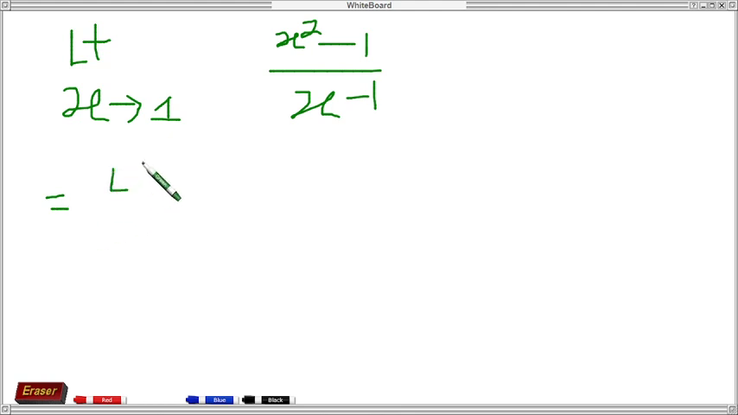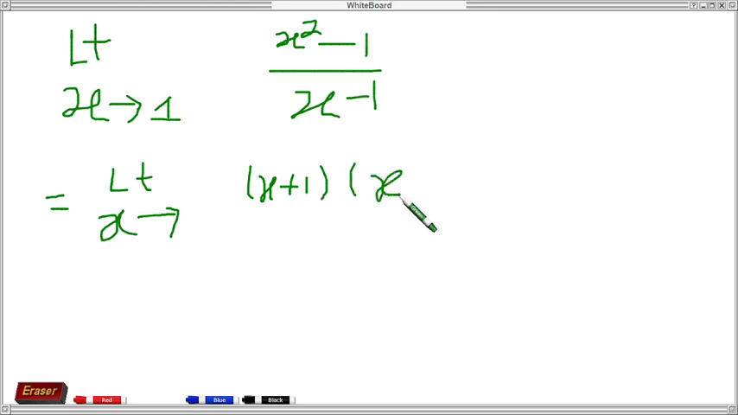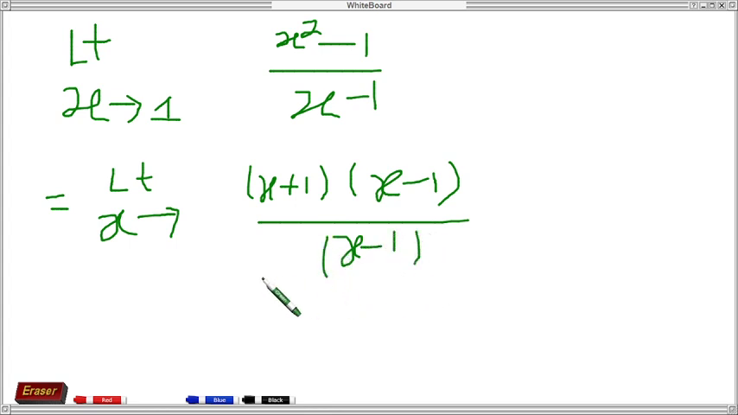You can solve this question by using L'Hopital rule, but I am not going to use that rule, because this can be a simple question. x square minus 1 is nothing but, you know the formula, a square minus b square is equal to a plus b into a minus b. That means x plus 1 into x minus 1 upon x minus 1. So this will be cut, with x tending to 1. Put the value of 1 in this equation.